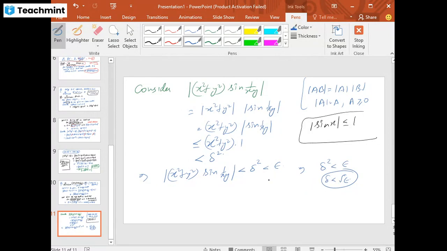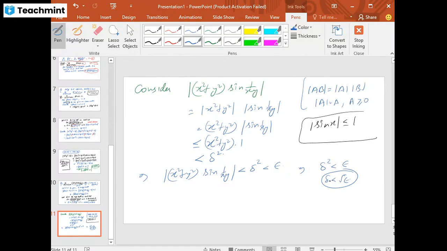Again, I told you that we have assumed that this is less than epsilon. So I want to find out what kind of delta we need to choose so that this difference is less than epsilon. Sometimes we use the sign of equality also. Our main purpose is that this particular difference, f of xy minus L, should be less than epsilon, right? So if it is less than delta square, delta square can be equal to epsilon also, or less than epsilon also. We can choose in any way.